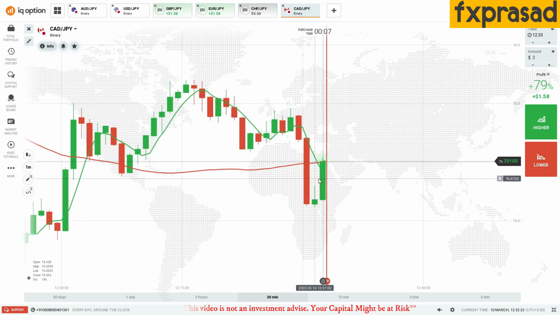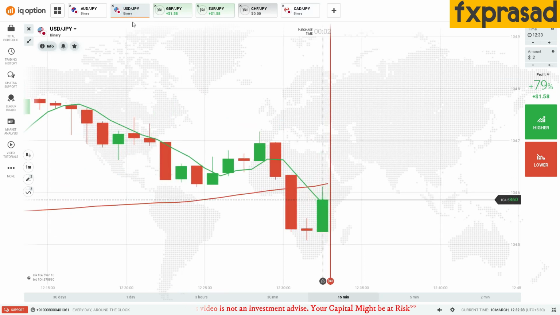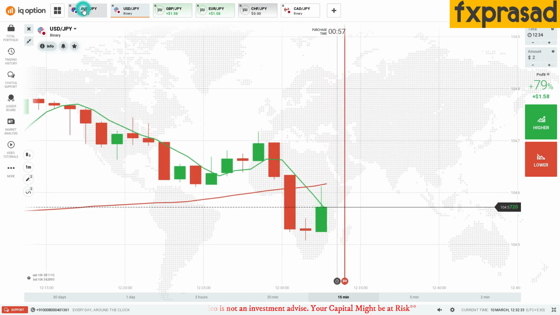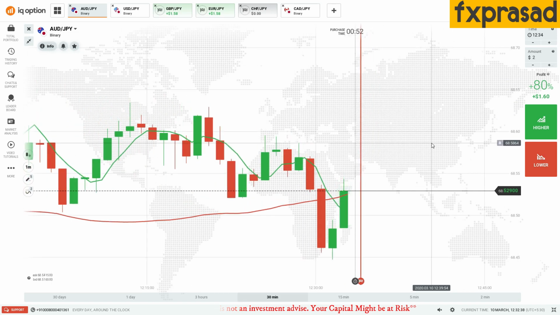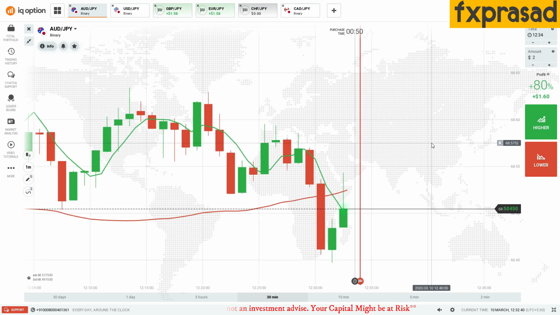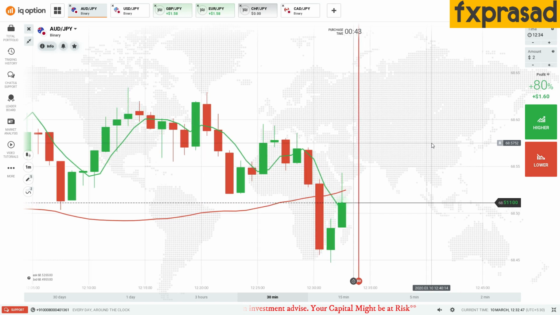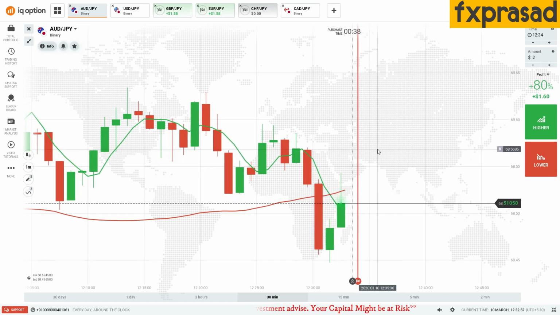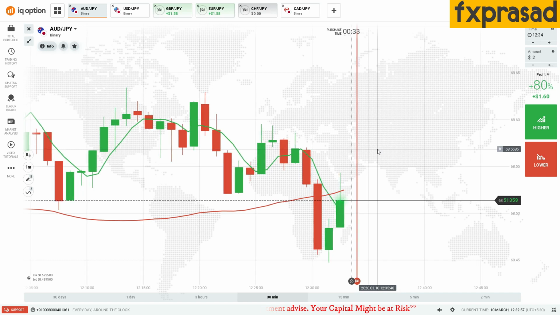I missed CAD JPY also. USD JPY. Okay, like this only you have to trade. This is a very simple trick for newcomers. Don't invest real money until you learn trading.